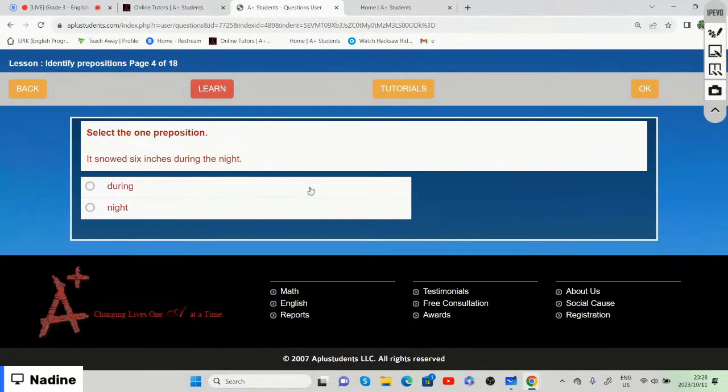We need to select the one preposition. It snowed 6 inches during the night. So we need to select the preposition. Is it during or is it night?